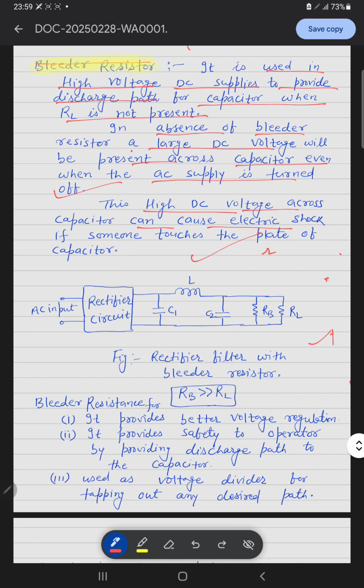This is the rectifier circuit. This is the capacitor, inductor, and capacitor. The RB is the bleeder resistance, and RL is the load resistance. Bleeder resistance is very much greater than the load resistance. It provides voltage regulation. It provides safety to the operator by providing a discharging path to the capacitor. It is used as a voltage divider for tapping out at any desired point.